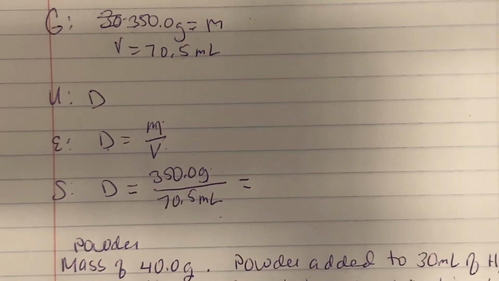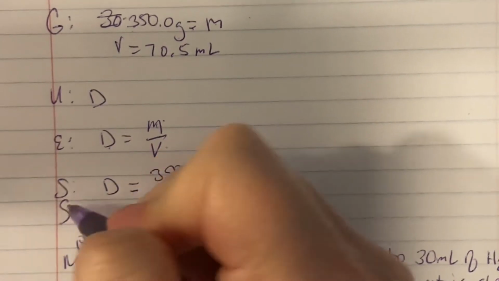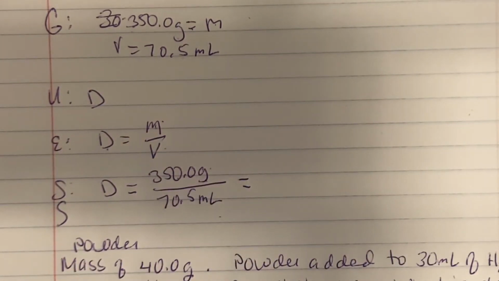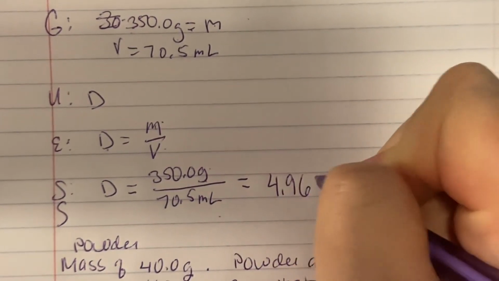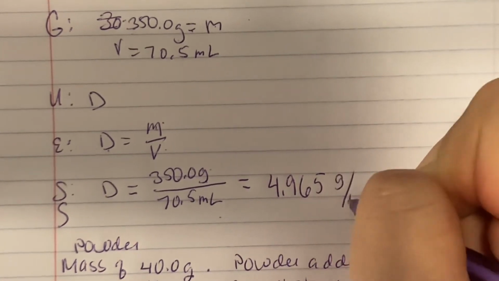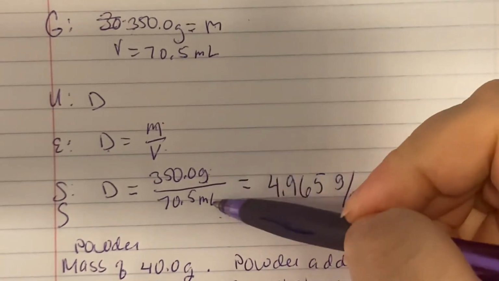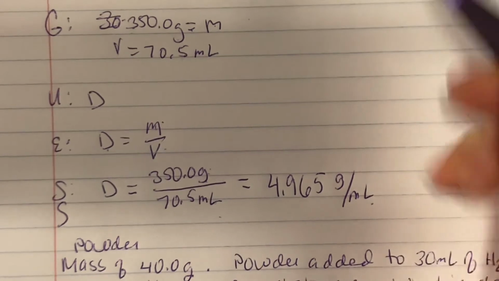Okay, and the next S is solve. 350.0 divided by 70.5, and that gives me 4.965 grams per milliliter. I didn't cancel out these guys, so I still have to rewrite them over here.